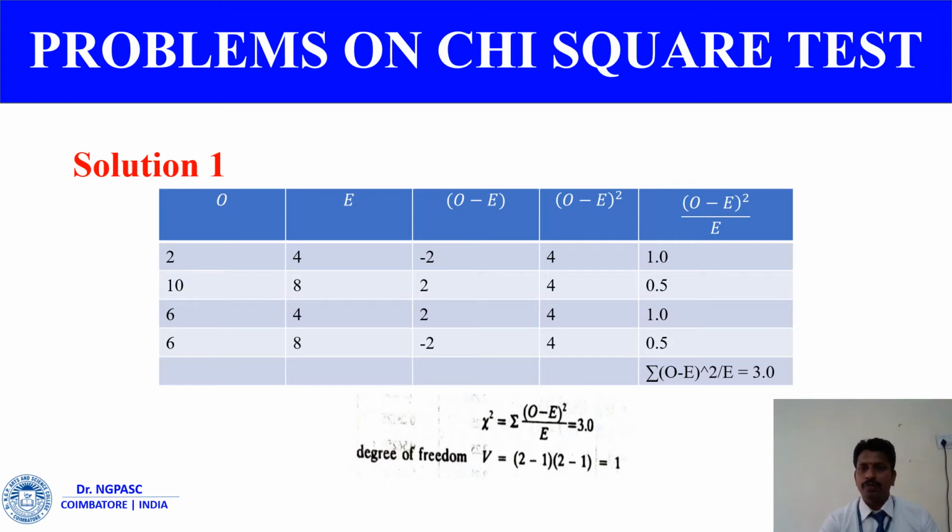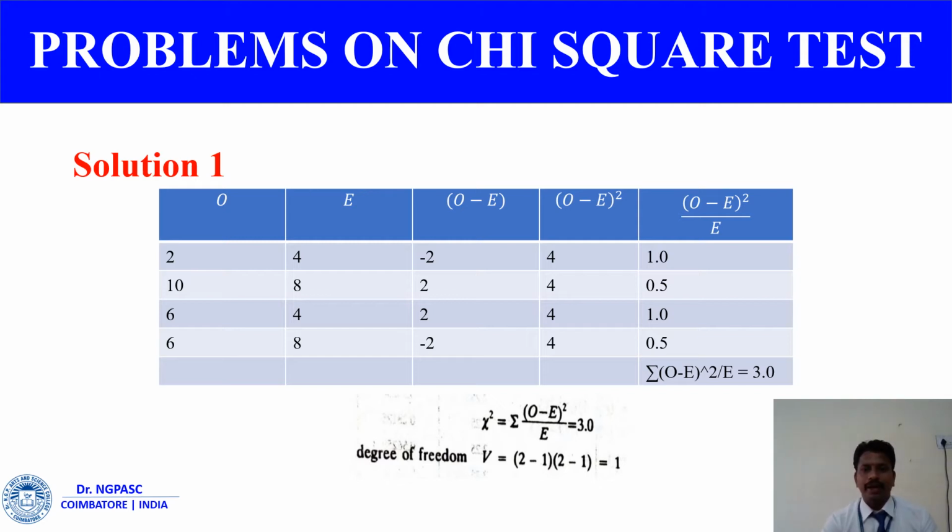Next, to calculate O minus E whole square by E. Divide the fourth column by the second column. 4 divided by 4 is equal to 1.0. 4 divided by 8 equal to 0.5. 4 divided by 4 equal to 1.0. 4 divided by 8 equal to 0.5. Next, to calculate the sum of these values. Summation of observed frequency minus expected frequency whole square divided by E is equal to 3.0, that is 3.